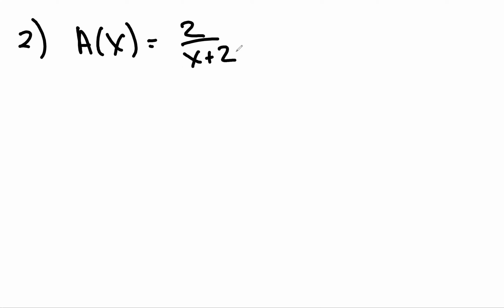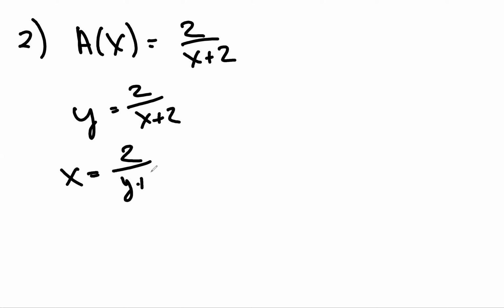Well, we know from the notes, the first thing that we need to do is rewrite the function notation using y. So we're going to have y equals 2 over x plus 2. And then the next step is for us to interchange the x and the y. So I will rewrite this as x equals 2 over y plus 2. And then my goal here is to solve for y.